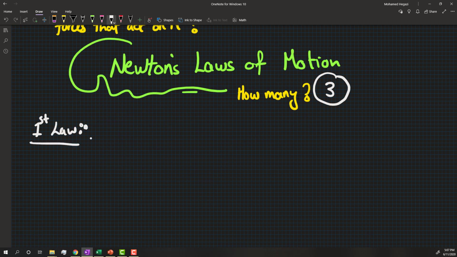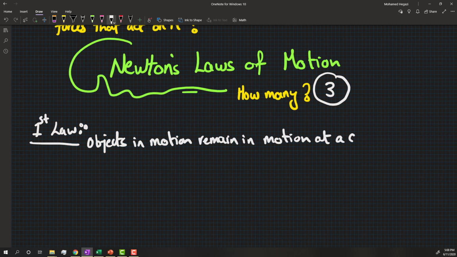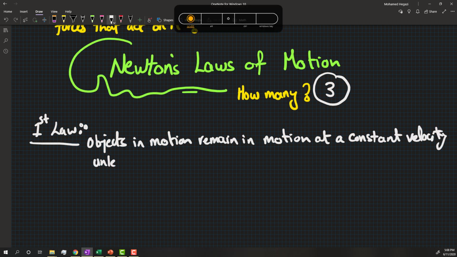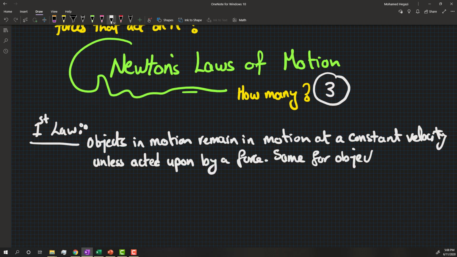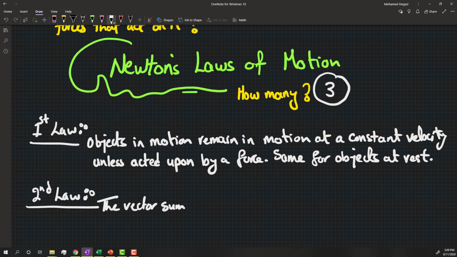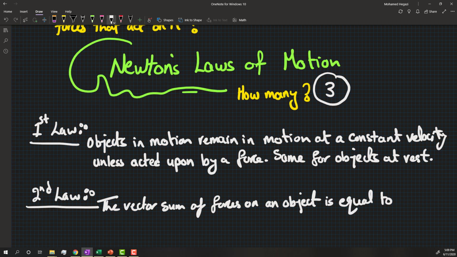The first law, also known as the law of inertia, states that objects in motion remain in motion at a constant velocity unless acted upon by a force. And the same goes for objects at rest. The second law states that the vector sum of the forces on an object is equal to the mass of that object multiplied by its acceleration, the well-known F equals ma.